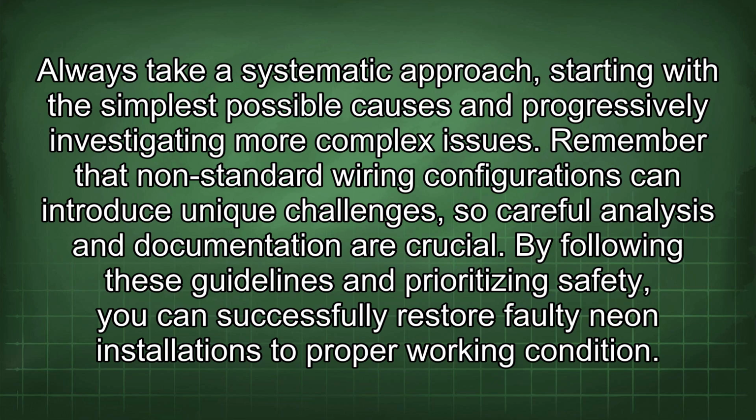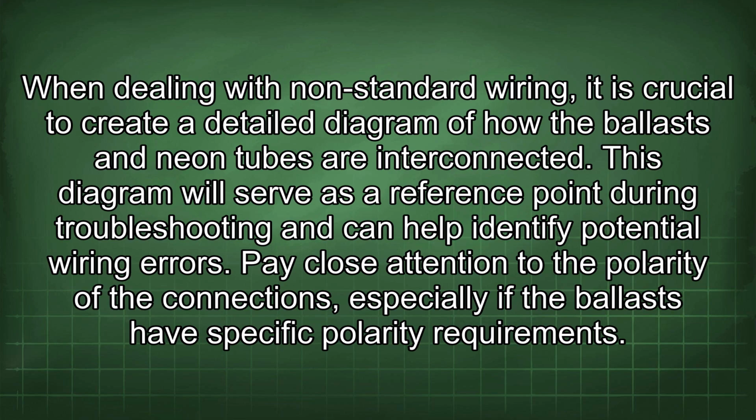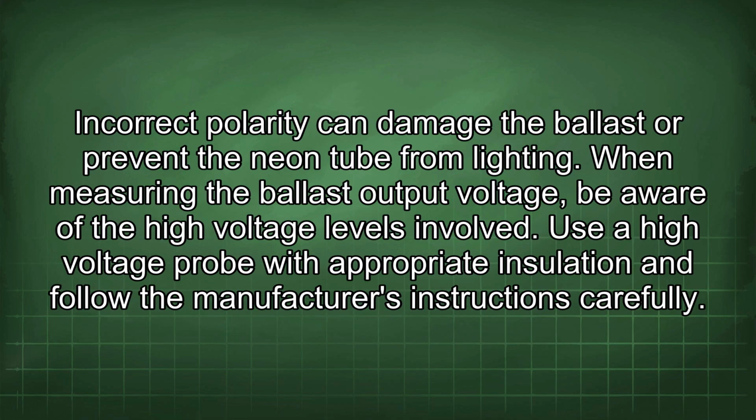By following these guidelines and prioritizing safety, you can successfully restore faulty neon installations to proper working condition. When dealing with non-standard wiring, it is crucial to create a detailed diagram of how the ballasts and neon tubes are interconnected. This diagram will serve as a reference point during troubleshooting and can help identify potential wiring errors. Pay close attention to the polarity of the connections, especially if the ballasts have specific polarity requirements. Incorrect polarity can damage the ballast or prevent the neon tube from lighting.